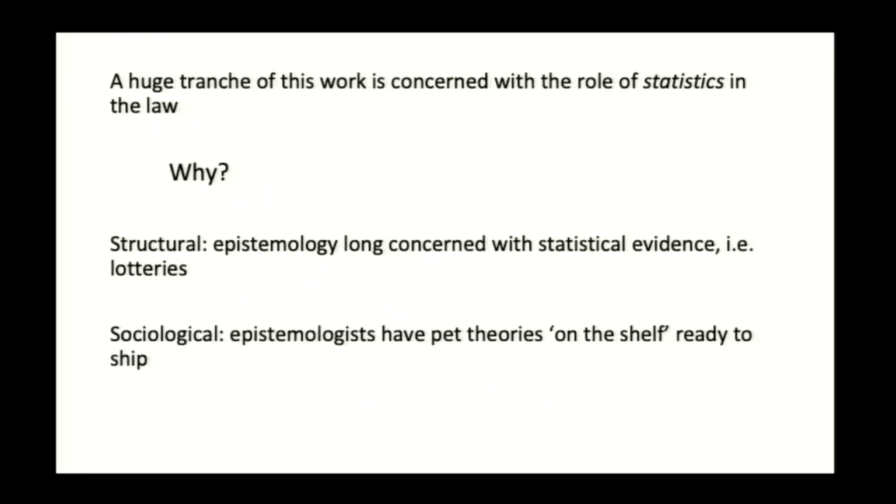There's also a sociological explanation for why epistemologists have been so interested in statistics, I think. They have a lot of theories they've developed about lotteries on the shelf, ready to ship, to talk about analogous legal problems. And if there's one thing philosophers like, it's taking theories they've developed elsewhere and applying them to new areas without too much extra work. So I think these two factors explain why legal epistemologists have been so interested in talking about statistics in the law.